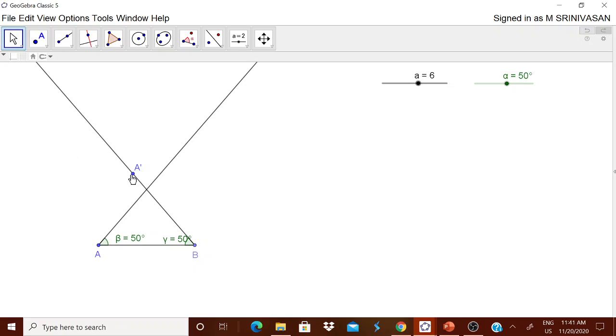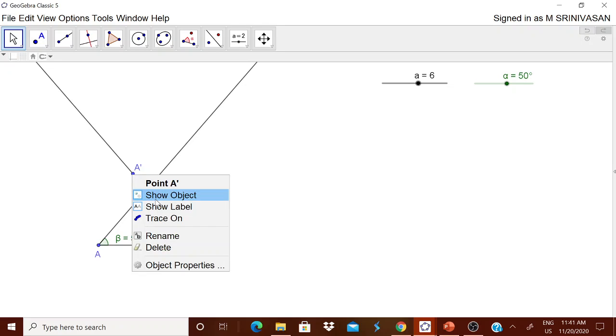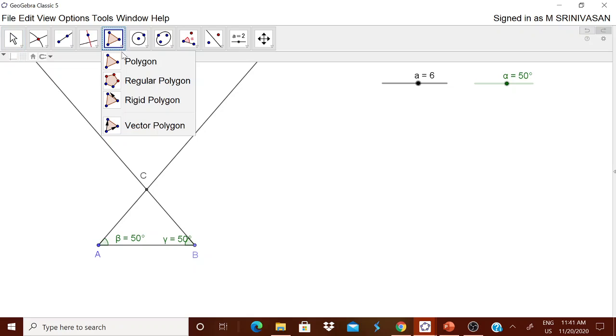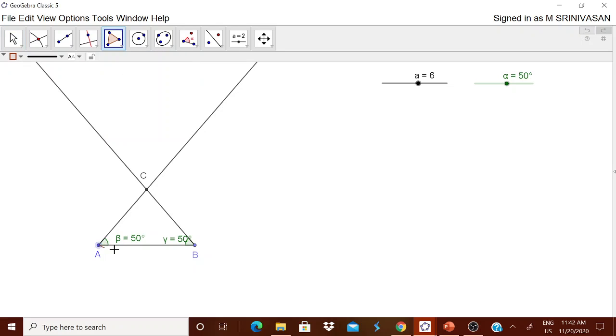Okay, now this A dash I don't want, therefore I will hide the object. Then I will have to go for the point of intersection of these two lines. Please touch it outside and then touch it simply. Now I got the third vertex C also. Go to this polygon and then complete this triangle ABC, which is an isosceles triangle.